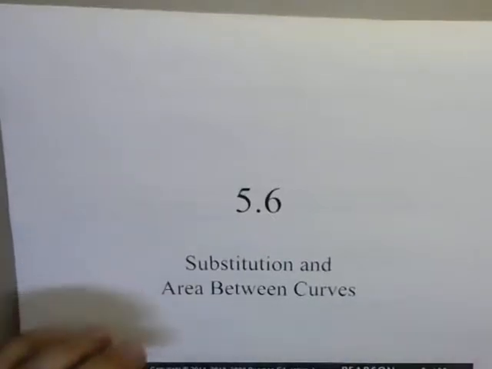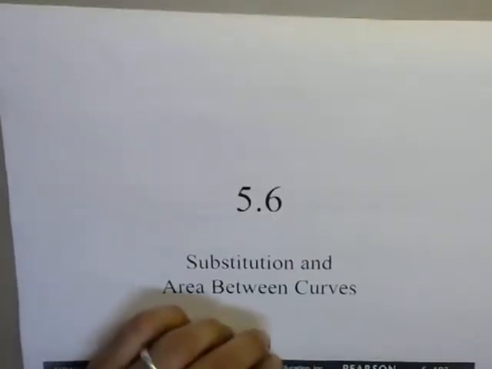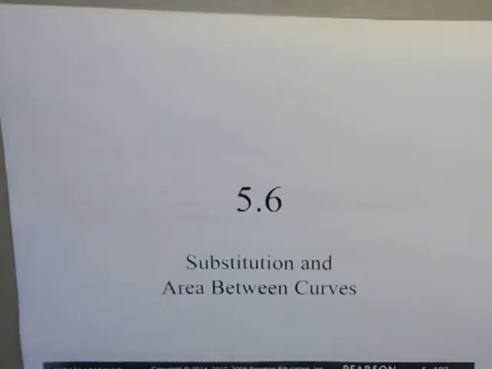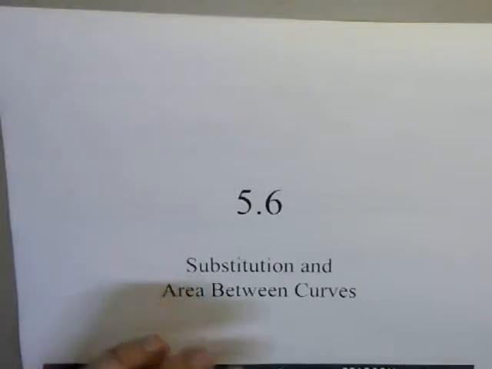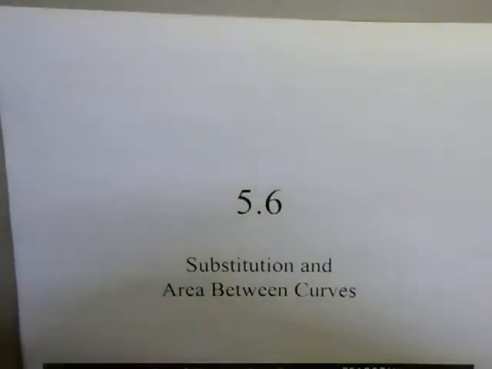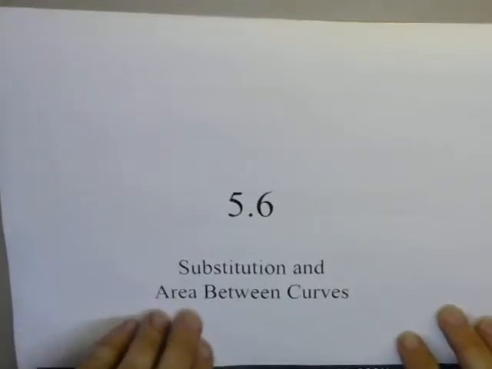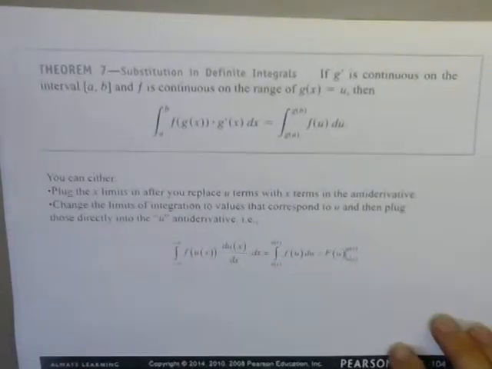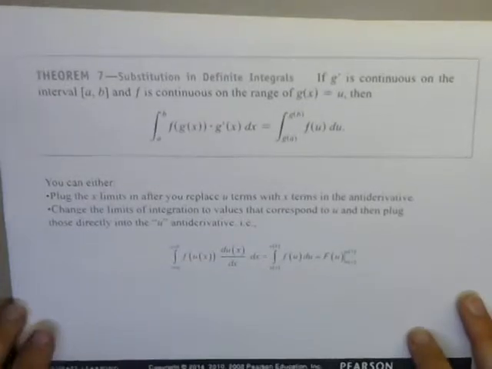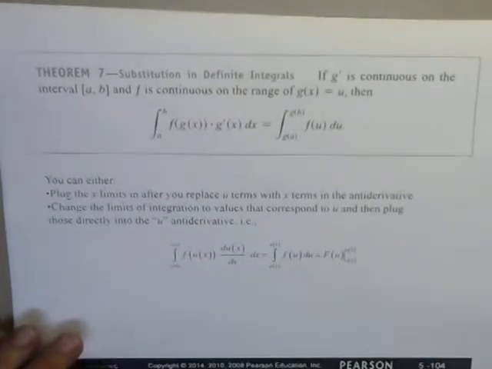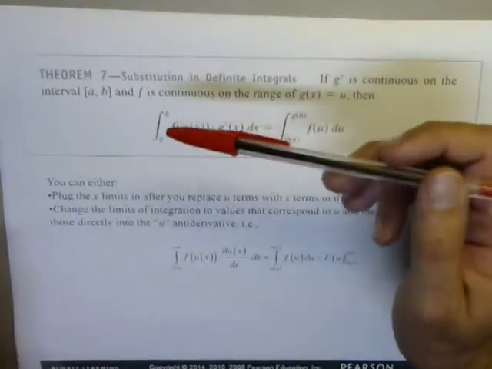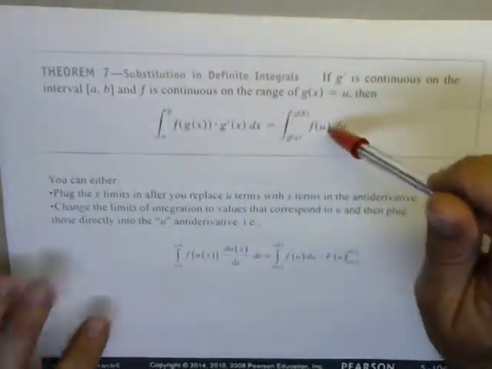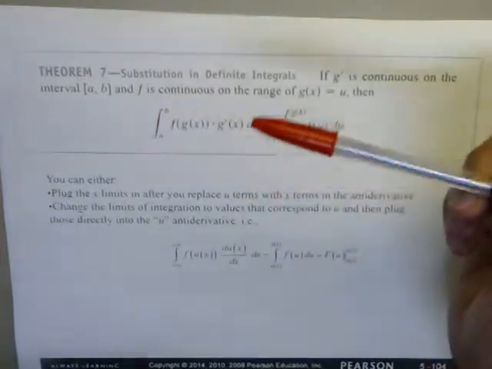Hi everybody. This next section, the last section of chapter 5, is on 5.6, and it's about substitution and area between curves. We already looked at the substitution rule in the last section, but what we didn't look at is the substitution rule involving definite integrals, and this basically works the same as before. You just substitute the numbers into your integral when you're done.